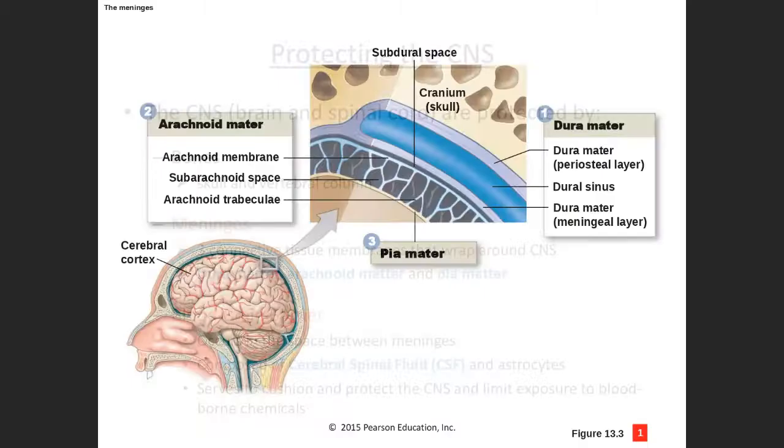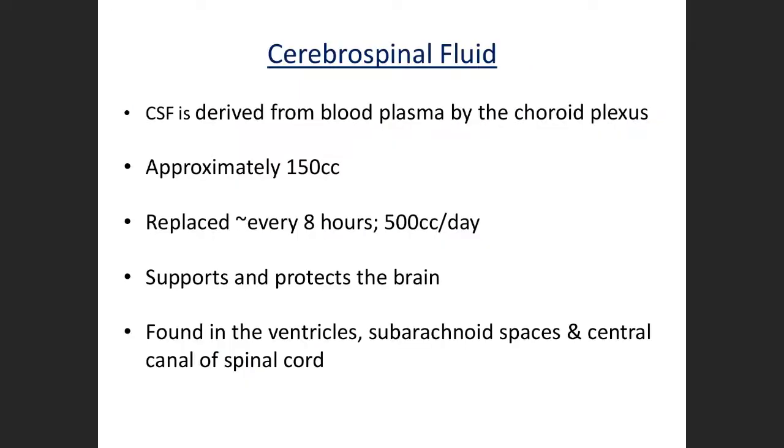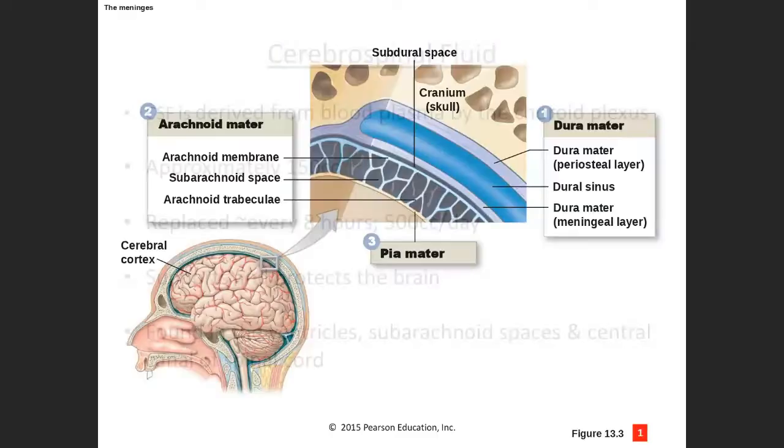And in this next image, you can see how that looks a little bit. So you're going to have the cranium. So this is bone right here. This is skull. You've got dura mater. Then you're going to have your arachnoid mater. And then you're going to have your pia mater under that. And the cerebrospinal fluid flows through that area.